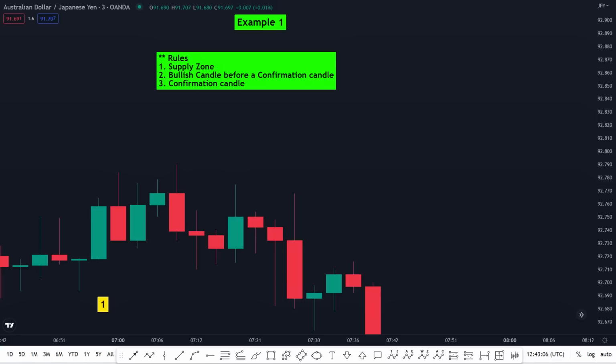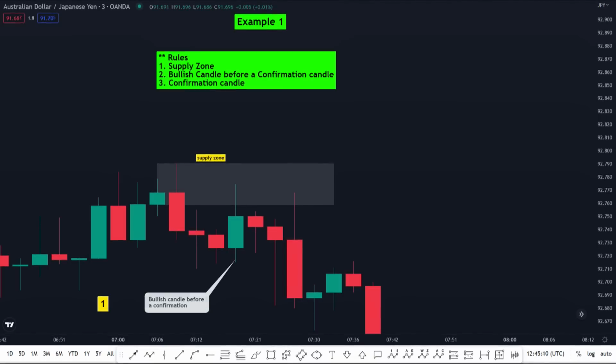And remember, on a supply area we are only looking for sell setups only. After we have identified our supply zone, the second step is to find a bullish candlestick before a confirmation candlestick. Now that we have a bullish candlestick, the next step is to wait for the market to touch the zone. Then lastly is to wait for the market to give you a bearish candle close, which will be our confirmation candle.